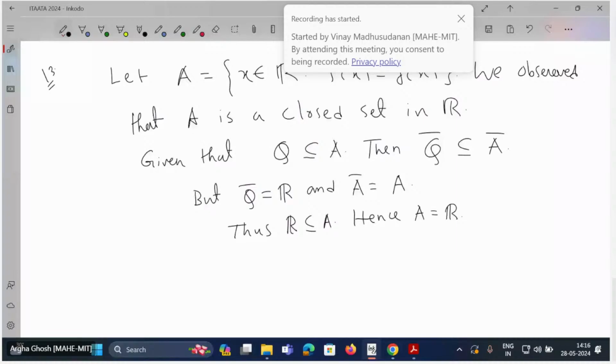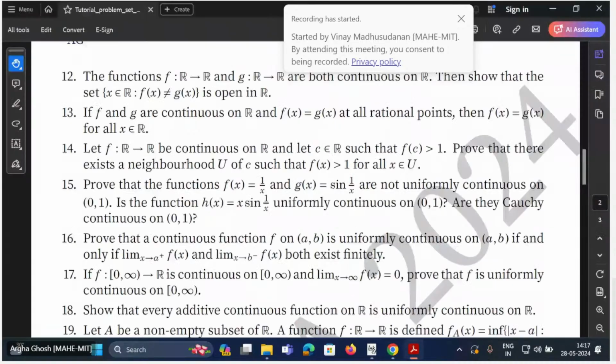Okay. Question number 14 is very easy, but try to solve it. Let f from R to R be continuous on R and let C belong to R such that f(C) is greater than 1. Okay, 1 is not a particular number, just if we have any number at which f(C) is greater than 1. Prove that there exists a neighborhood U of C such that f(x) is greater than 1 for all x belonging to U.